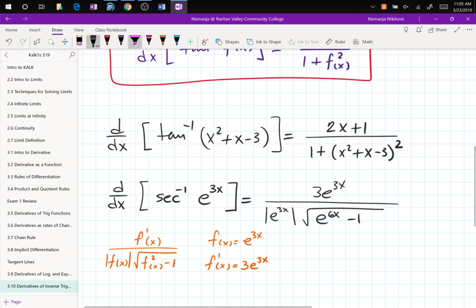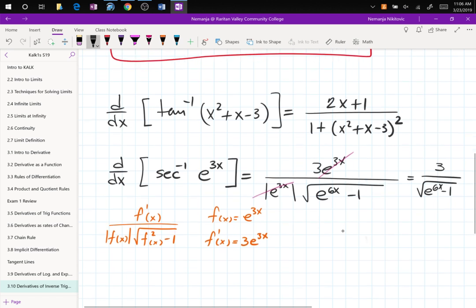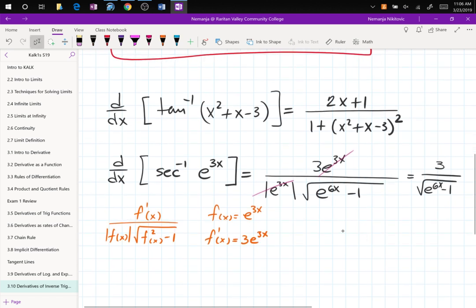And now these guys would cancel. And the answer is just 3 over the square root of e to the 6x minus 1. That's the way we use this.